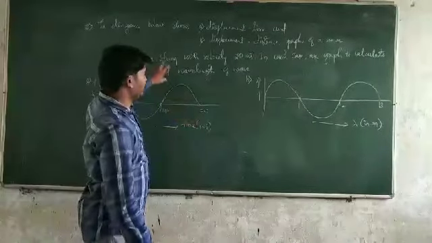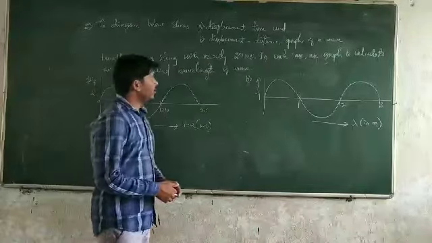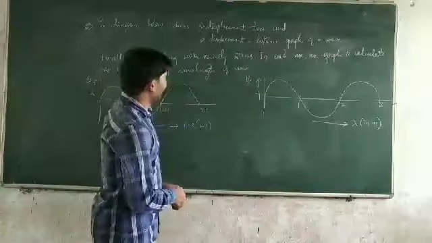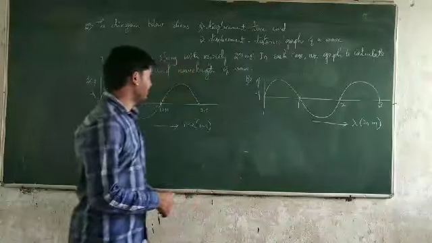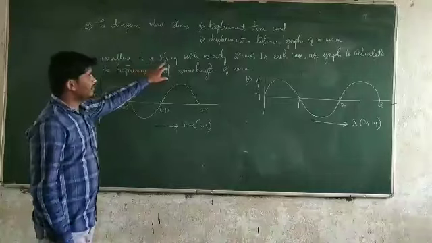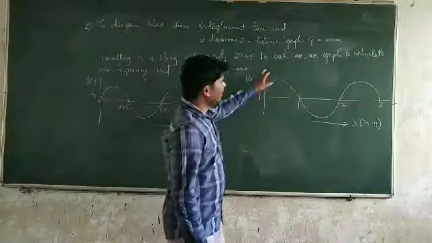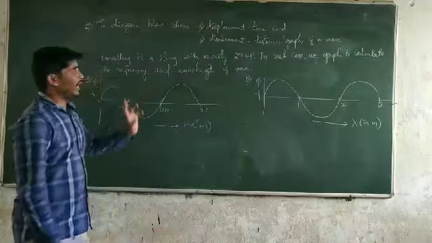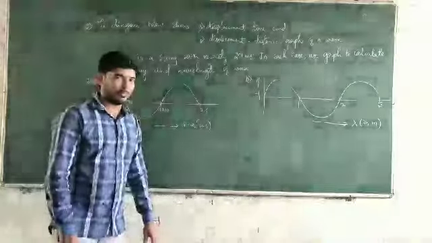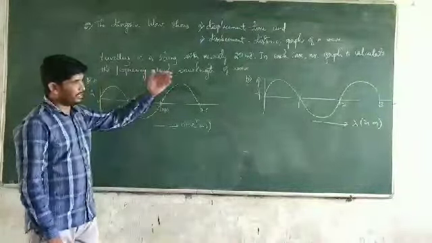Okay, now come to the second problem. The diagram below shows a displacement-time and a displacement-distance graph of a wave traveling in a string with a velocity of 20 meter per second. In each case, use the graph to calculate the frequency and the wavelength of the wave. So now look at the wave diagram here. This is the first one and the second one.